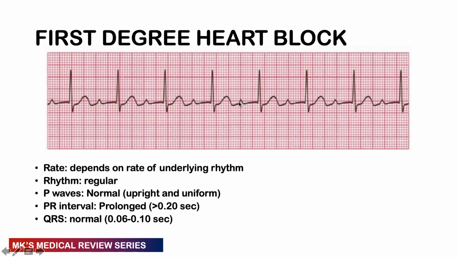As you can see here, if we count the PR interval from the beginning of the P wave, we have 1, 2, 3, 4, 5, 6, 7, 8. Again here, 8, and again here, 8. So we have 8 small squares. So the PR interval is prolonged here, greater than 0.2 seconds. Your QRS complexes are normal, within 1 to 3 squares. Your P waves are normal, your rhythm is regular, so this person has a first degree heart block.